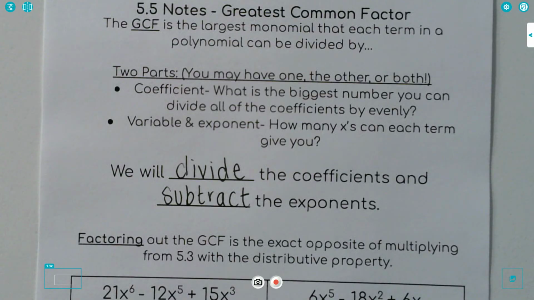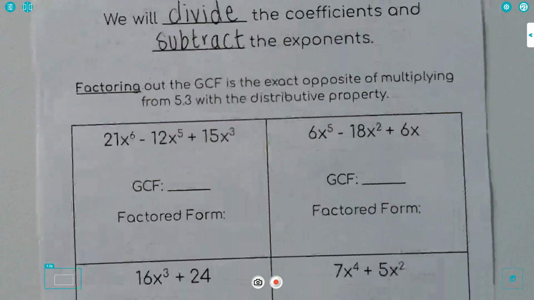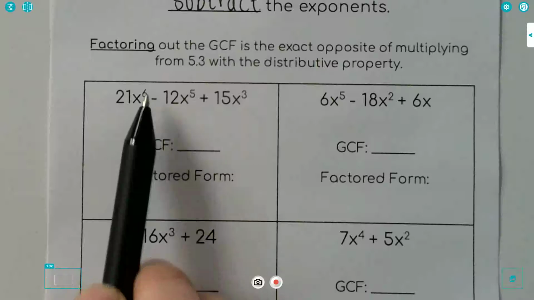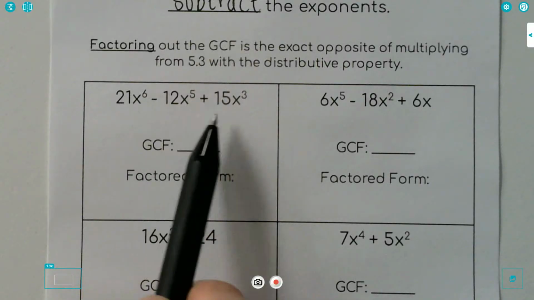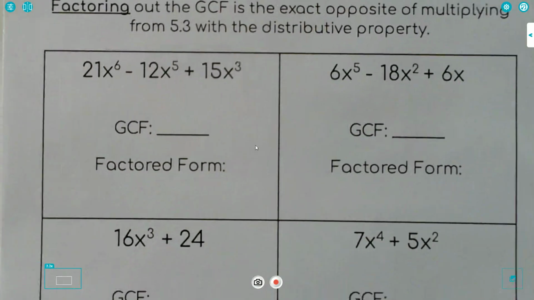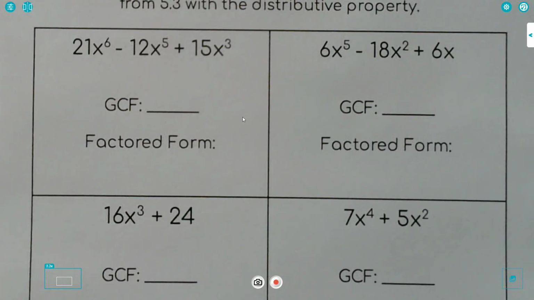Any questions about what we are doing today? Okay, moving down then. My first problem. I've got 21x to the 6th minus 12x to the 5th plus 15x to the 3rd. The first thing that we have to do is figure out what we can divide 21, 12, and 15 by. What can we divide all of those by?